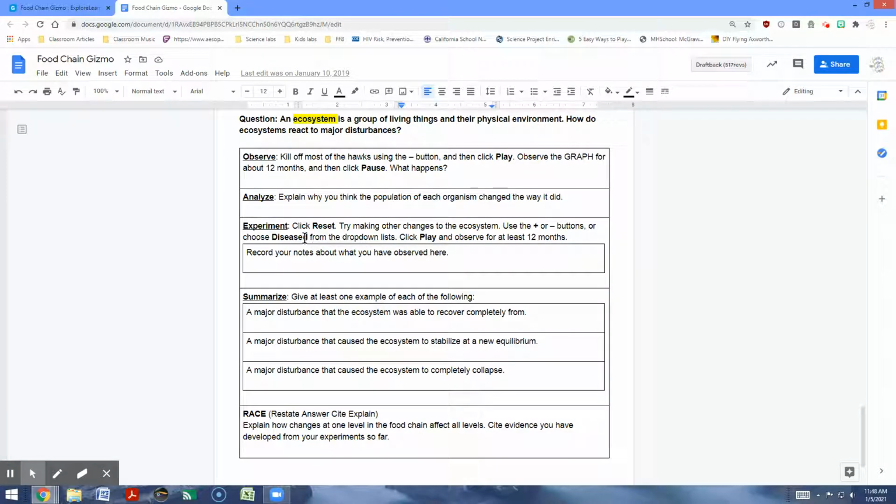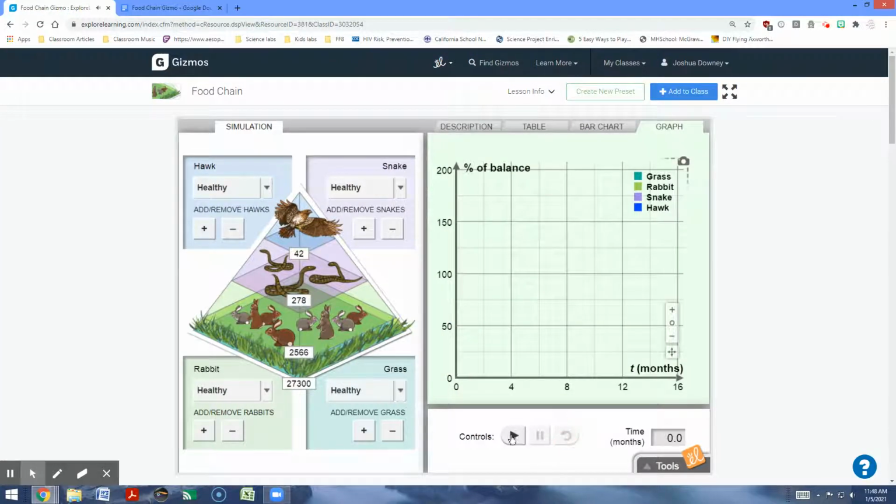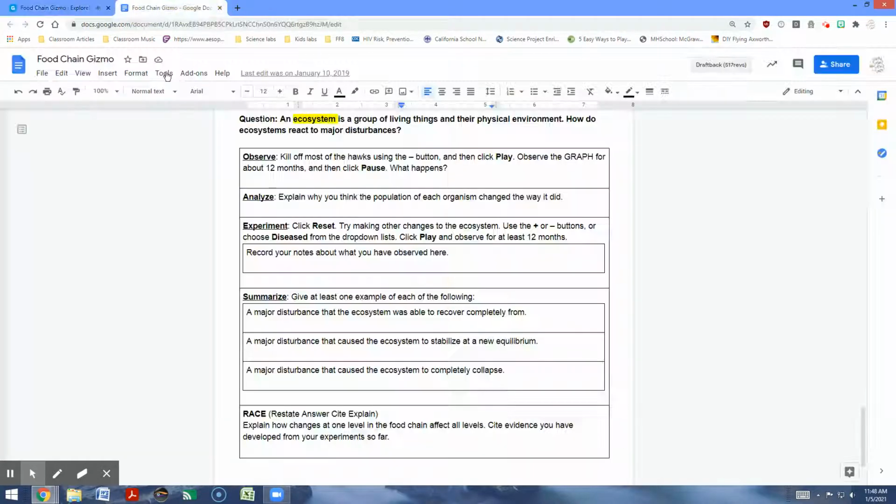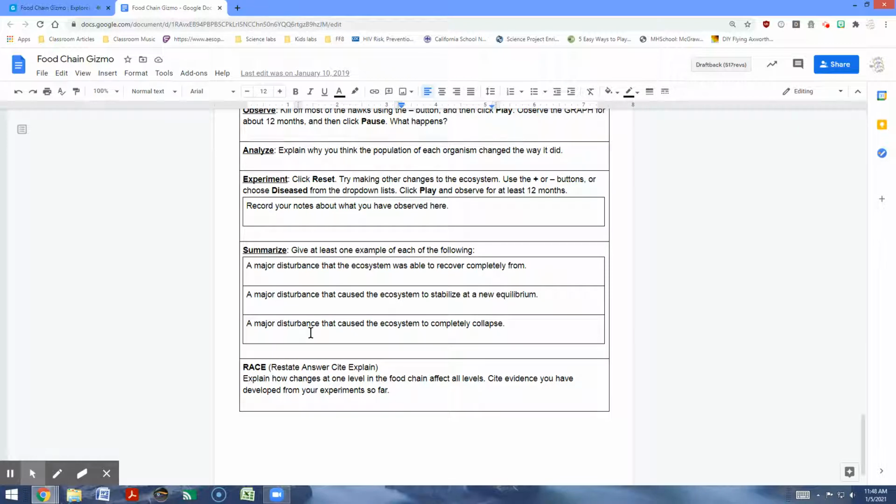You're going to reset this. Use plus or minus buttons or choose diseased and click play again for 12 months and see what happens. Now, our big concern with this, the big reason we've done this is these last questions. And we talked about this in class, the summarize and the race questions. Now, the summarize right here, what's a major disturbance the ecosystem was able to completely recover from? Well, we just saw that.